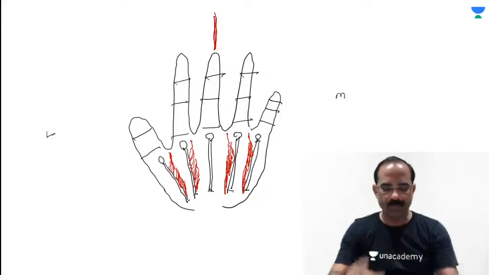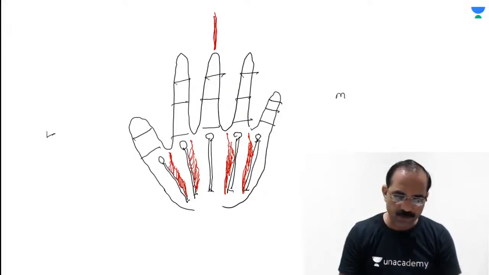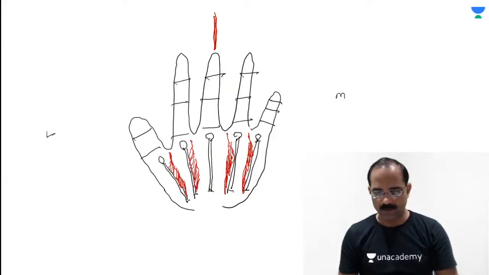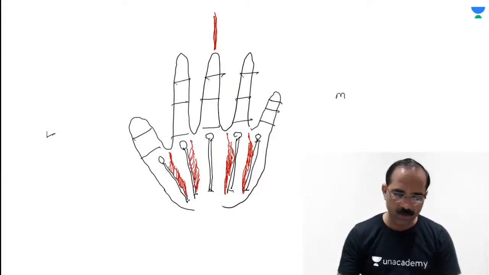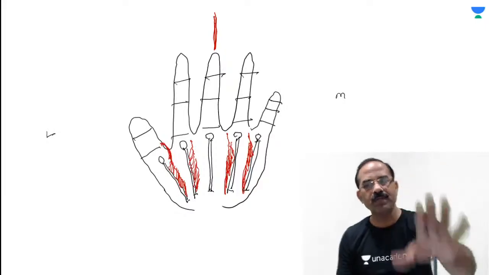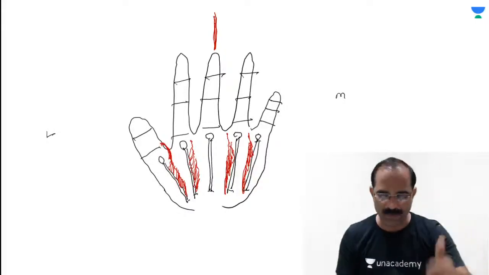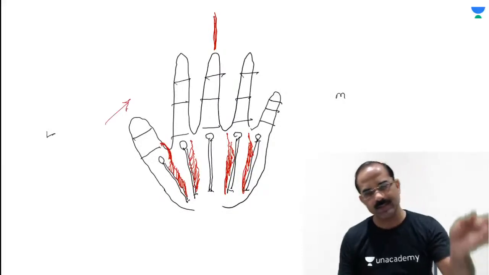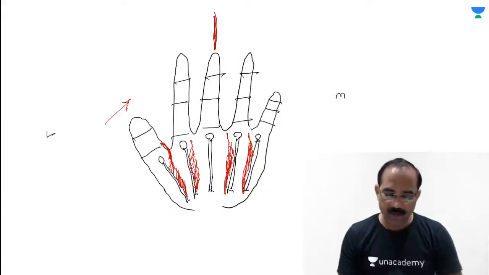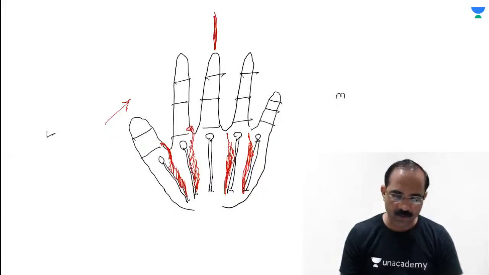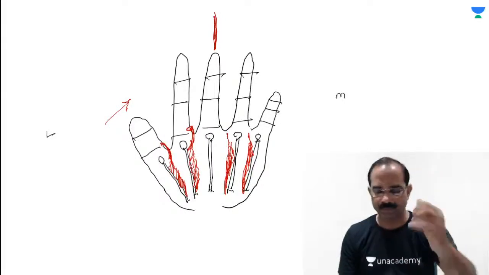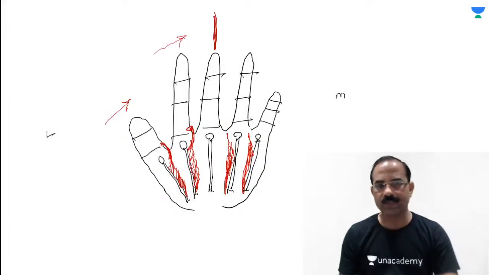On the medial aspect. Look, the first palmar interosseous will be inserted here. What is this now, students? This is the medial aspect. The first palmar interosseous will be inserted on the medial aspect of the base of the proximal phalanx of the thumb. So when it contracts, it takes the thumb towards the middle finger. The second palmar interosseous is inserted on the medial aspect of the base of the proximal phalanx of the index finger. So that's adduction.